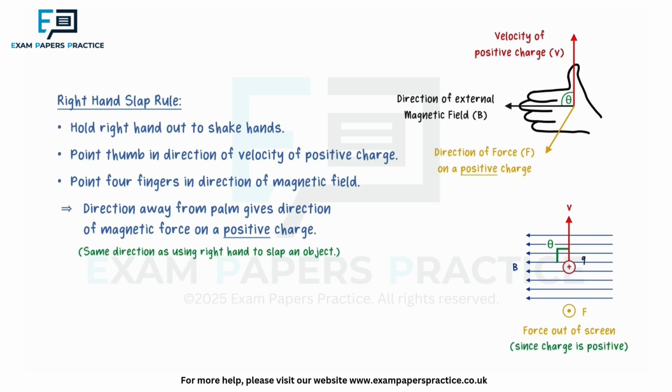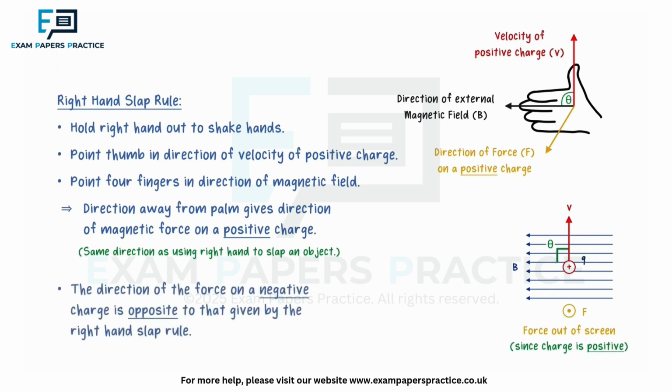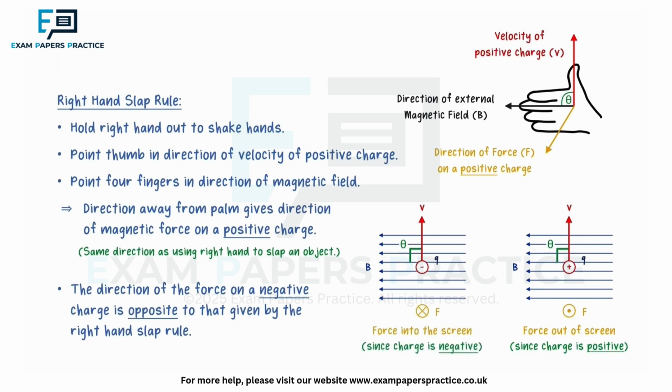Notice how we have stressed that this right-hand rule gives the direction of force on a positive charge. If the moving charge is negatively charged, such as an electron, then the direction of force is opposite to that given by the right-hand slap rule. So if instead we had a negative charge moving upwards in a magnetic field that points to the left, we will still align the right thumb upwards and the 4 right fingers to the left. However, the force on the negative charge will be given by the direction toward the palm of the right hand. So in this case, the force would point into the screen.